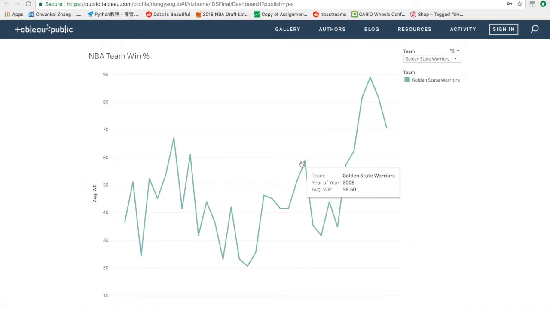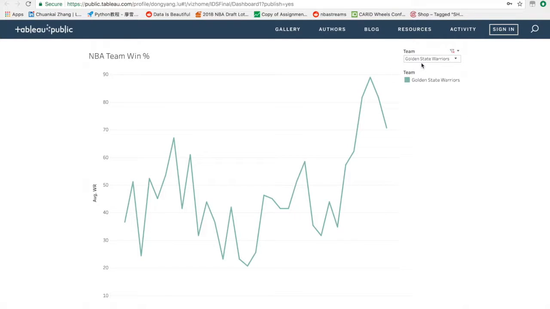Here comes the second part of the project. In this part, we explore the winning rate of each team in each year. This graph is a visualization of NBA teams' actual winning rate from 1986 to 2018. The team we are showing right now is Golden State Warriors. They achieved a winning rate of 89% in the year 2016, which is the highest of all time in NBA history.